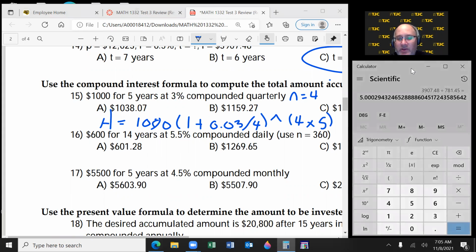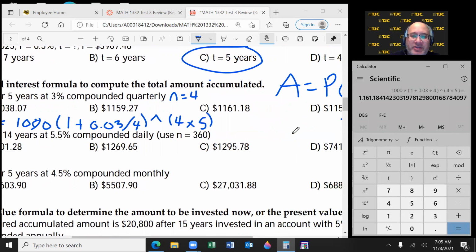1,000 times open parentheses 1 plus 0.03 divided by 4, close parentheses, exponent, open parentheses, 4 times 5. And to the nearest cent, we get $1,161.18. The answer is C.